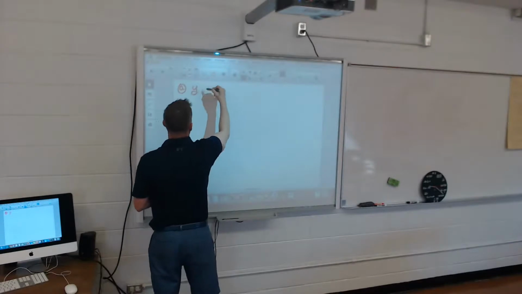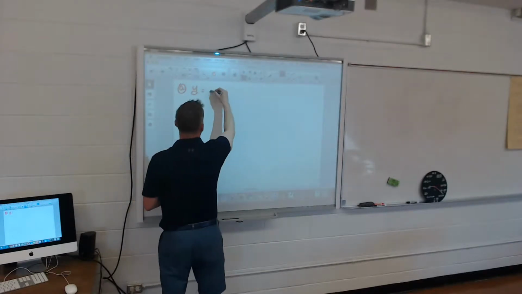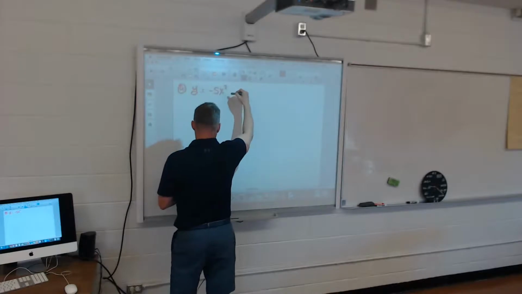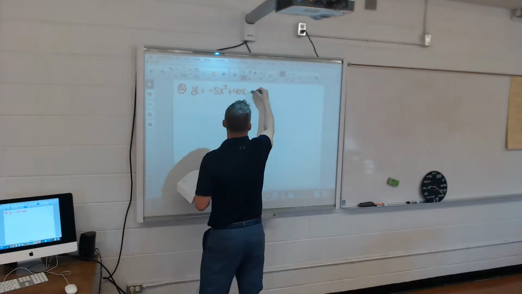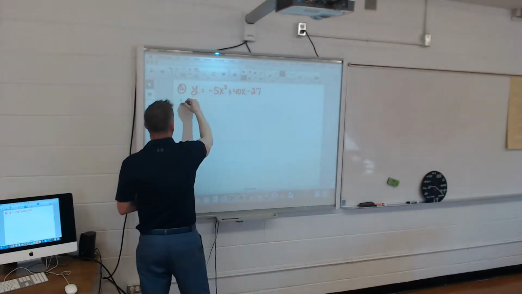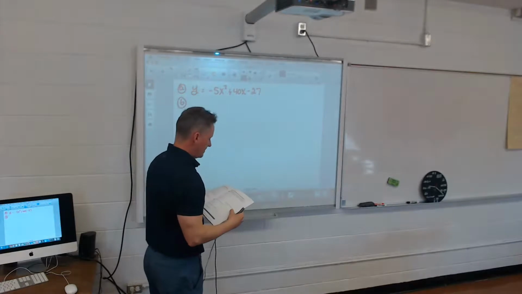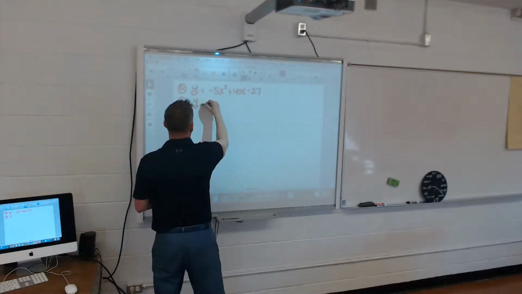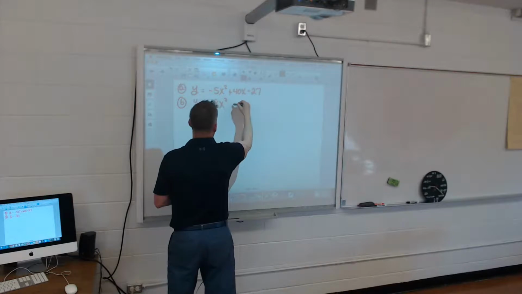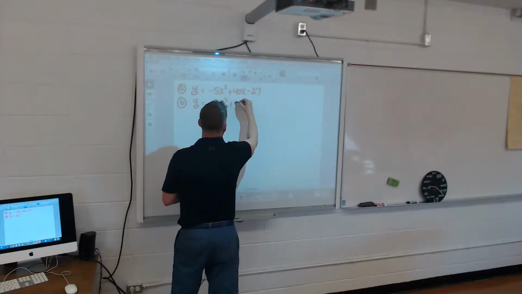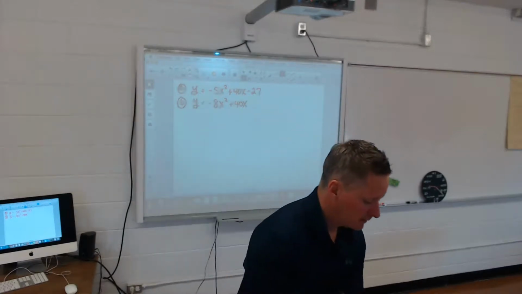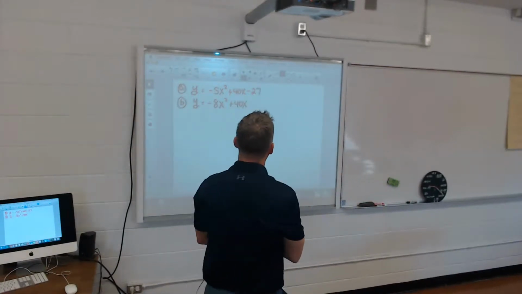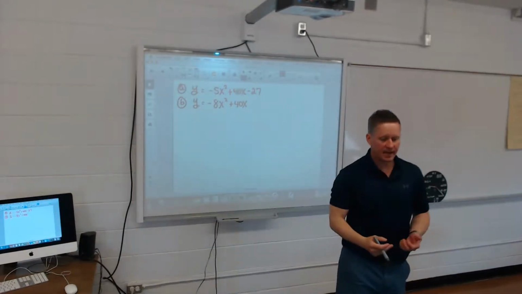So the first one, A, is now going to be y equals minus 5x squared plus 40x minus 27. And the B one is going to be y equals negative 8x squared plus 40x. All right. Okay, so now I have it set up.